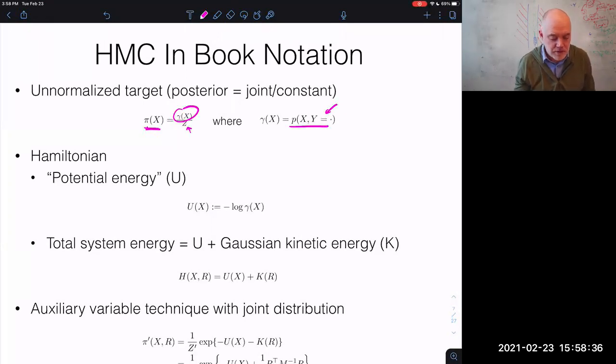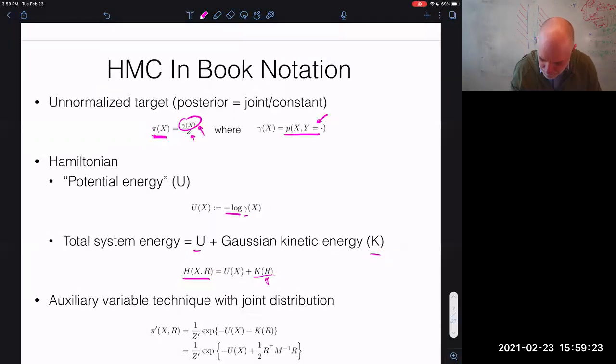Hamiltonian Monte Carlo refers to a Hamiltonian, where there is a potential energy which corresponds to the log of the unnormalized density, this thing right here, so the log joint density with the values of y plugged in. There's a total system energy, which is the potential energy plus some kinetic energy. That's the Hamiltonian. Usually in Hamiltonian Monte Carlo, the kinetic energy is formed with a mean field assumption, basically a diagonal Gaussian kinetic energy, and we'll see what that looks like.